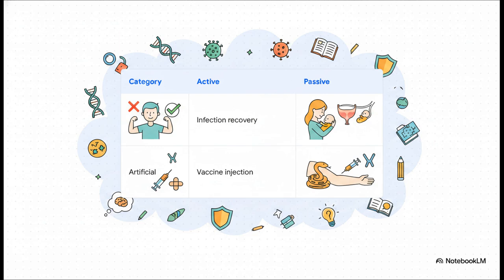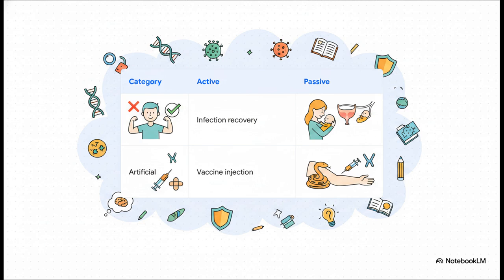So the crucial point is how we map these concepts to real-world scenarios. Both active and passive immunity can be acquired naturally or artificially. Natural active immunity is when you catch a disease, fight it off naturally, and recover. Artificial active is when you get a vaccine. In both of those cases, your body makes the antibodies.